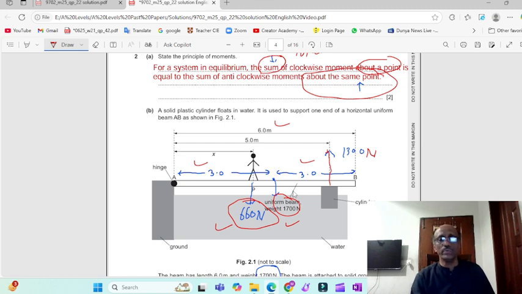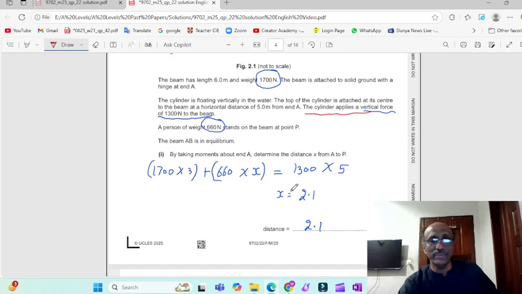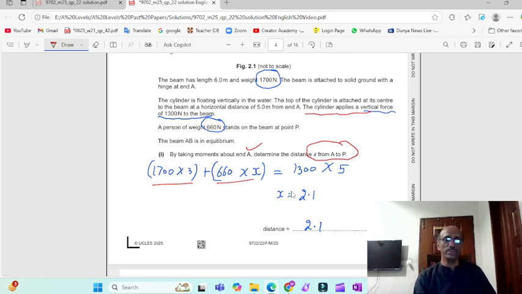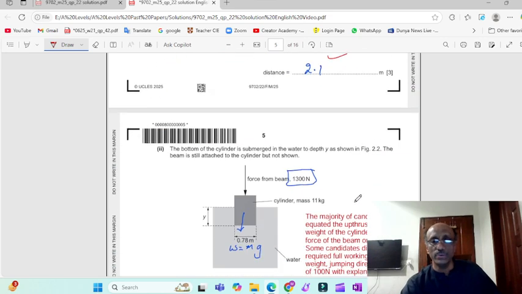So there are two clockwise moments acting in the downward direction, and there is one anti-clockwise moment acting in the upward direction. Now in this question, they ask that by taking moments about point A, which will be the pivot, determine the distance x from A to B. So we will apply this formula: the sum of clockwise moments, which are the weight of the student and the weight of the rod, with their distances, m1 d1 plus m2 d2, is equal to this, and then we will get this answer, which is equal to 2.1.